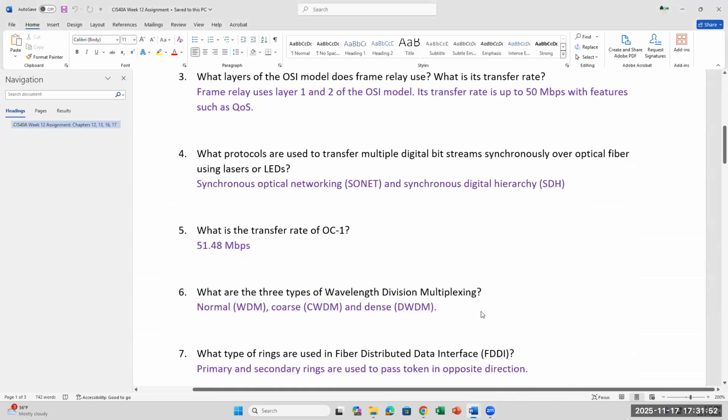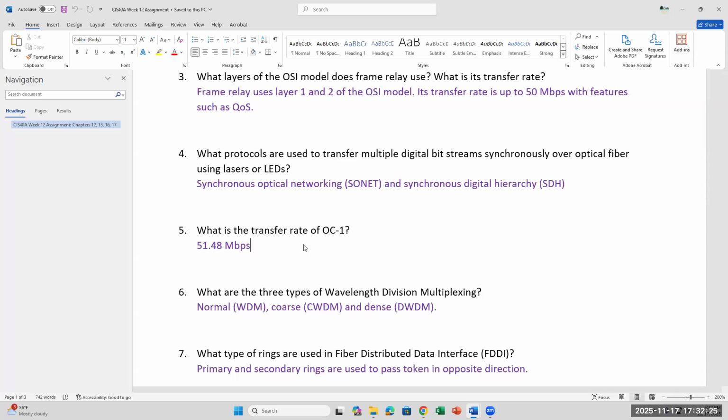Okay, so let's talk about the OC rate. Let's answer the question first, and then we'll come back to the table. What is the transfer rate for OC1? Think of this as just a standard, right? One more thing you're going to have to remember, because in this industry you have to remember acronyms and numbers. So OC1 transfers at 51.48 megabit per second. Roughly close to what you see with frame relay, okay?